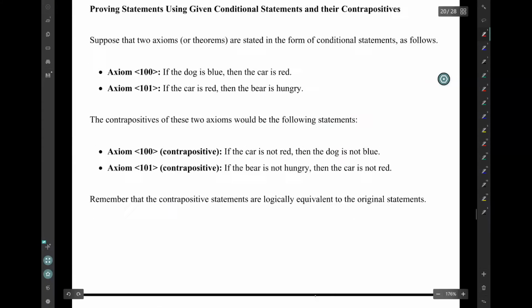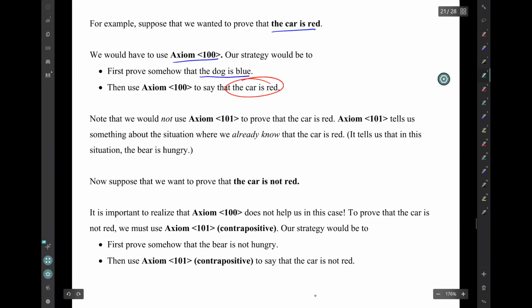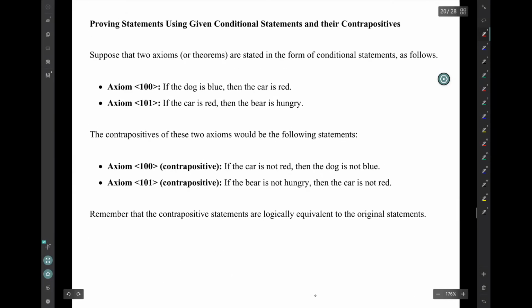Let's look at Axiom 101. Axiom 101 says, if the car is red, then the bear is hungry. That axiom mentions the car being red, but that axiom tells us about the situation where we already know that the car is red. It tells us that in this situation, the bear is hungry. Now, suppose we want to prove that the car is not red. It's important to realize that Axiom 100 does not help us in that case. Axiom 100 ends by saying, then the car is red. Axiom 100 can only be used to prove that the car is red.